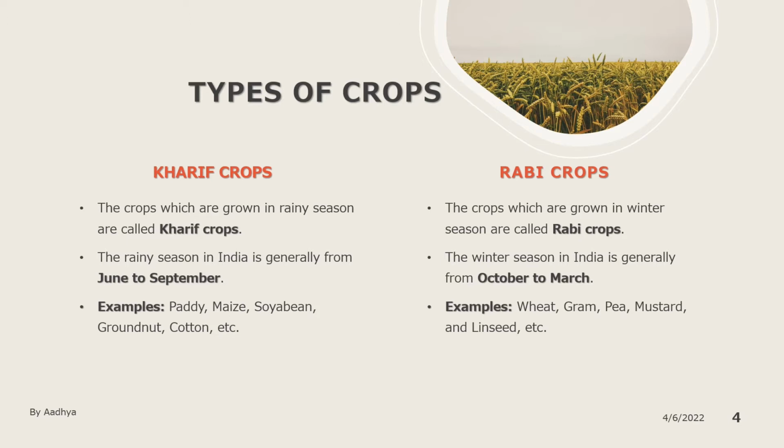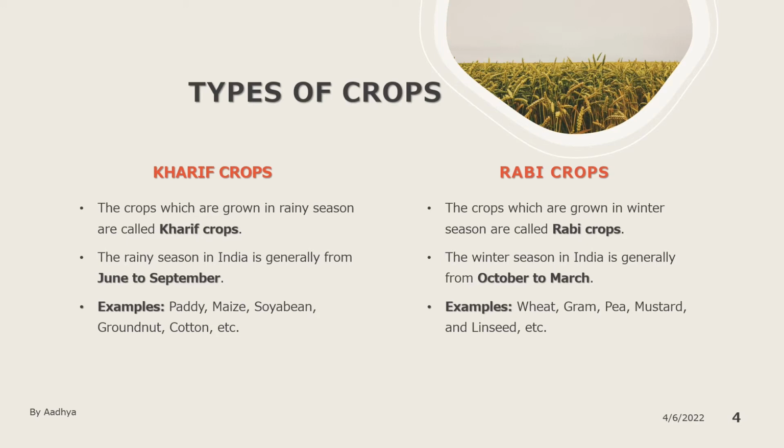You can remember kharif crops, grown in the rainy season, as KR. From the KKR, you can remember it as KR, while the rabi crops, grown in the winter season, you can remember as RW. From RAW, you skip the A, you can remember RW.